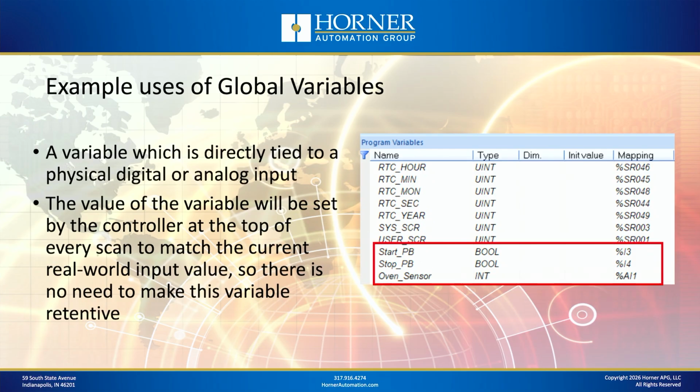All right, now let's talk about variables that are tied to real-world I/O points. With these variables, you, again, program them as global. You type in the name as you add them to the program variable window, and in the mapping column this time, you put in the specific IQ, AI, or AQ register that real-world I/O point is coming from. All right, so that is another example of a global variable.